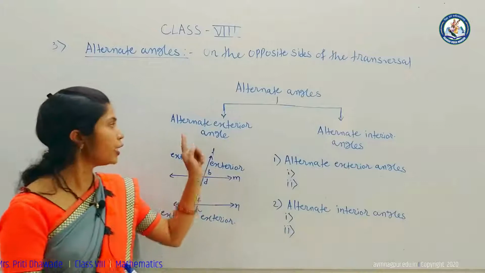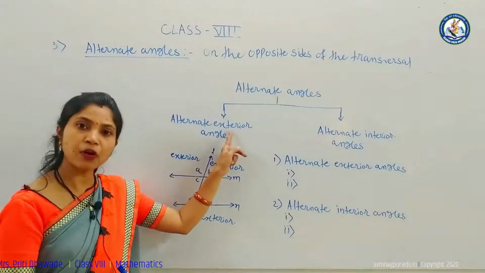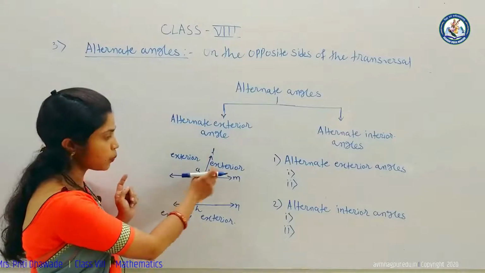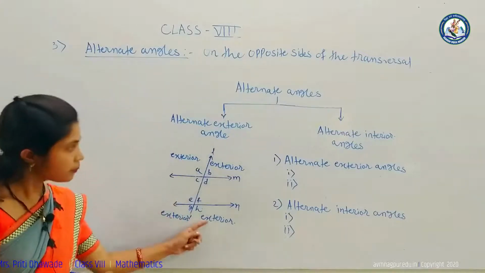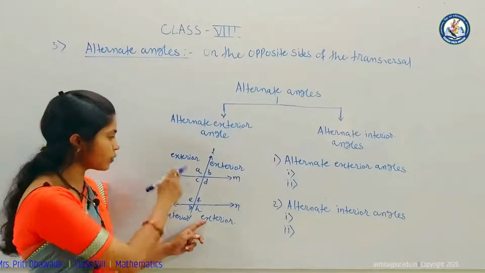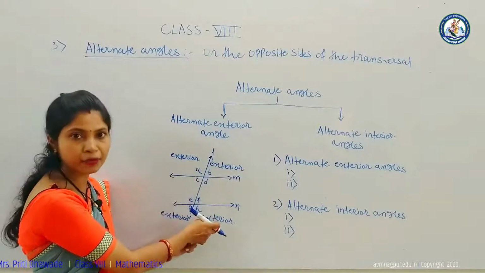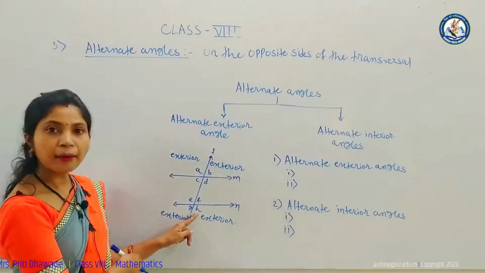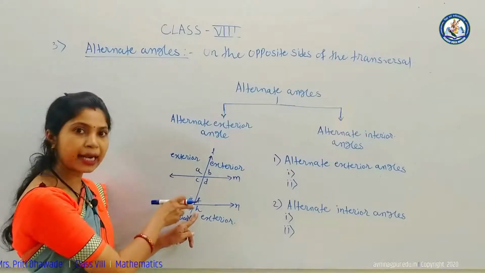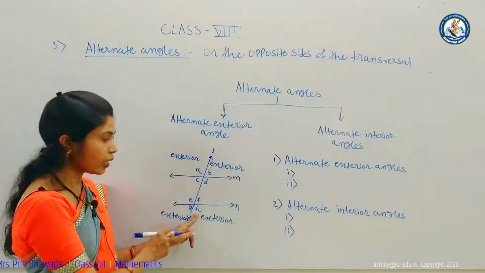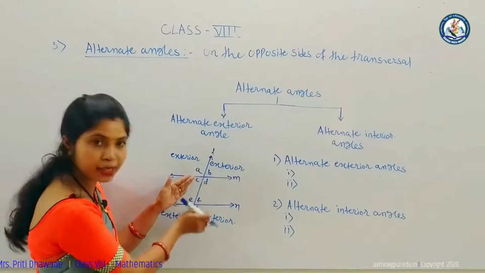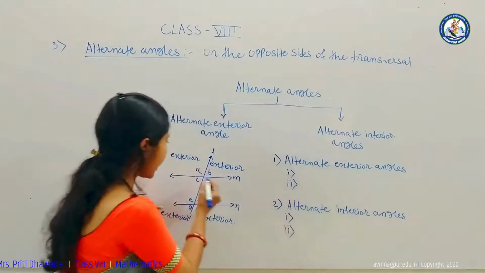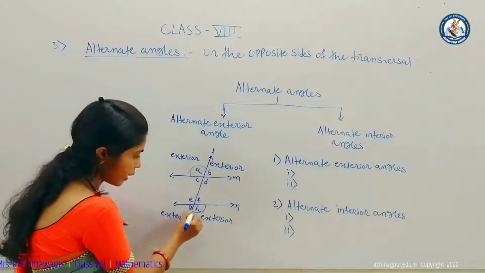Now what is the meaning of alternate exterior angles? Exterior means what? Those angles which are present outside the lines. That is this much portion. And alternate means what? On the opposite sides of the transversal. So from the diagram, angle A and angle H are present outside the lines, that is in the exterior portion, and on the opposite sides of the transversal. So this is the first pair of alternate exterior angles, angle A and angle H.